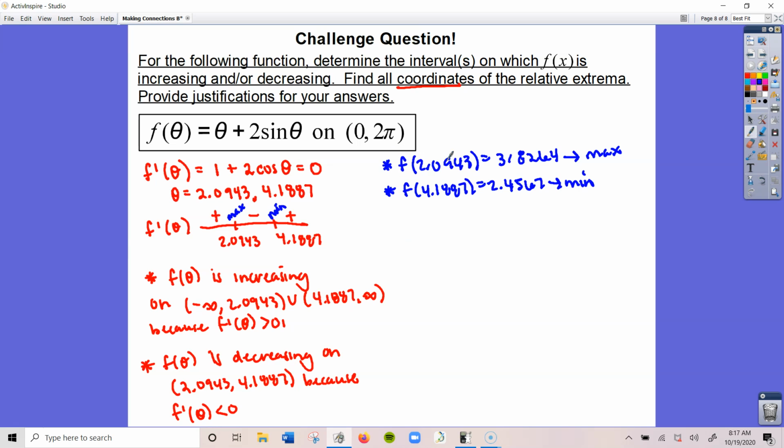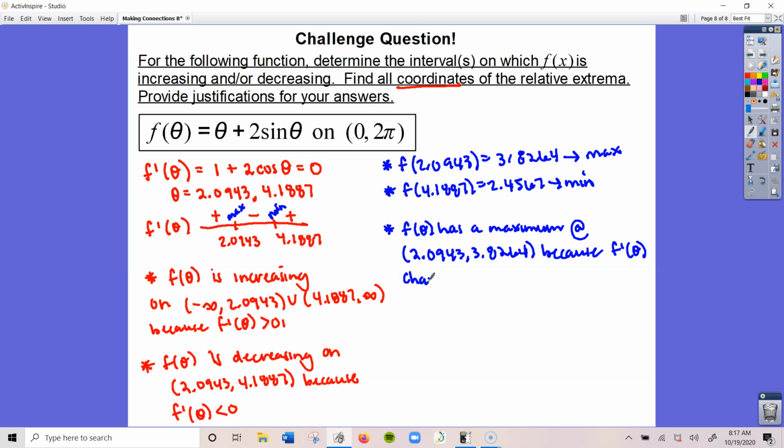Now I'm ready to write out the coordinates and justify. So f of theta has a maximum at 2.0943, 3.8264, because f prime of theta changes from positive to negative.